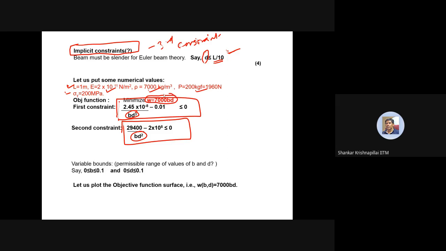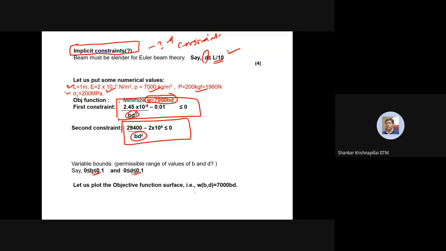Okay, so then we need some variable bounds. So what is the allowable range of values for B and D? So let us assume that the allowable range of breadth is from 0 to 0.1 meter, that is 10 centimeters. And depth is also allowed from 0 to 10 centimeters.